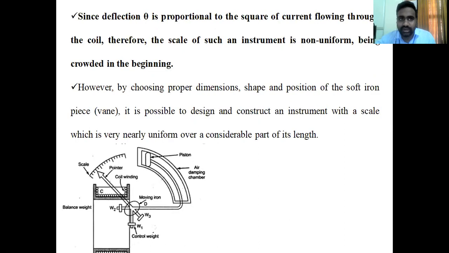So second classification. Before going into the second classification, what particular instant the deflection angle will depend upon. This is one of the important points. Deflection angle is different with respect to deflection torque. Deflection torque is represented with the term T suffix d, whereas deflection angle is represented with theta. Both are different, both are not the same.